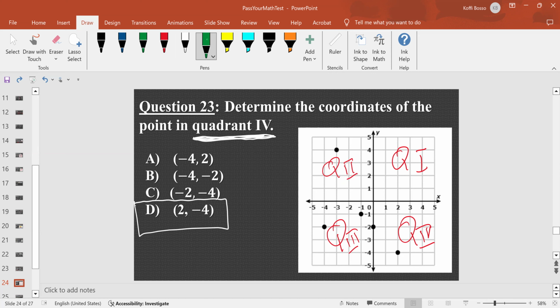Okay, so in quadrant 4, the point we have is this black point. And we want to know the coordinate of that point. Always when they say coordinate, you have to get the x value before the y value. So if you project this point to the x line, you have a 2 for the x value. And you project the same point to the y line, you have a negative 4. That's why the correct choice here is D.